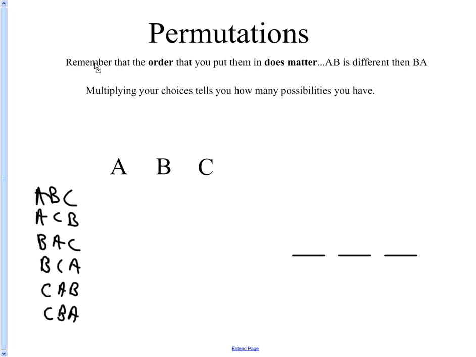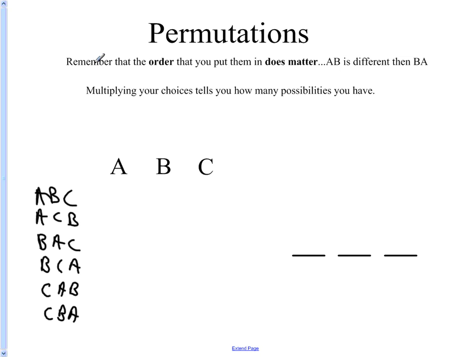If you're going to write something next to permutation, please write order matters, because that's as opposed to the other thing that we're going to be doing, which is combinations, where order does not matter. All right, so this is really important that you get that order matters here. All right, now how could you have figured out that there would be 6 things?